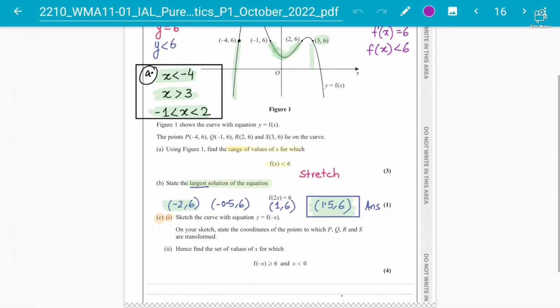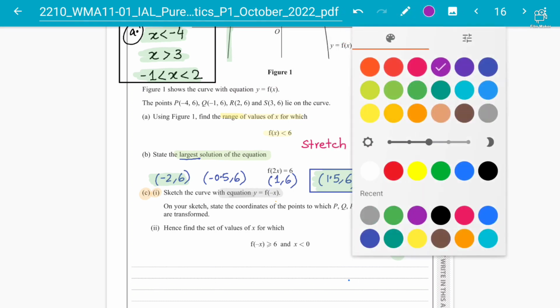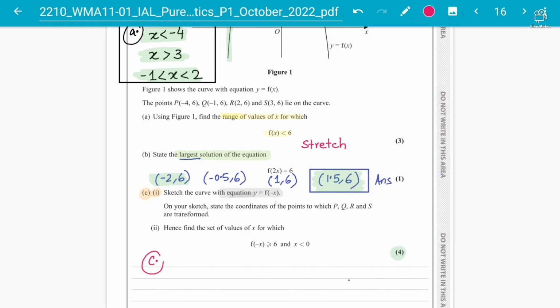Now coming to the next part, part C, which will give you all 4 marks. Let's try to get all the marks. We have to sketch the curve with the equation y equals f(-x). Students, you need to understand very importantly that part C is a reflection. Whenever you have the minus sign, it means reflection. So this is a reflection in the y-axis, where you reflect the whole graph in the y-axis.